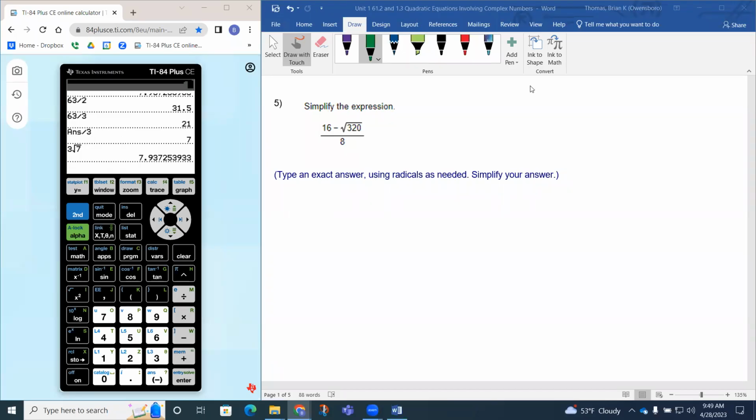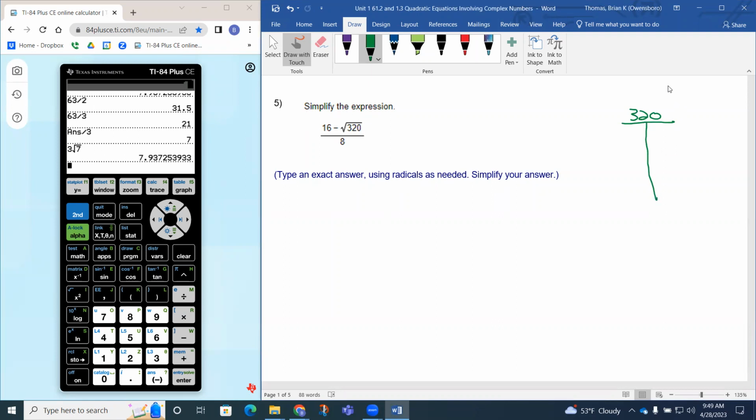So question 5, we want to simplify this expression. Again, type an exact answer using radicals as needed to simplify your answer. So simplifying, again, we want to simplify the radical first. So we need to simplify what's inside the radical by factoring. So we're going to use this 320 over here, and we're going to make a little factor tree.